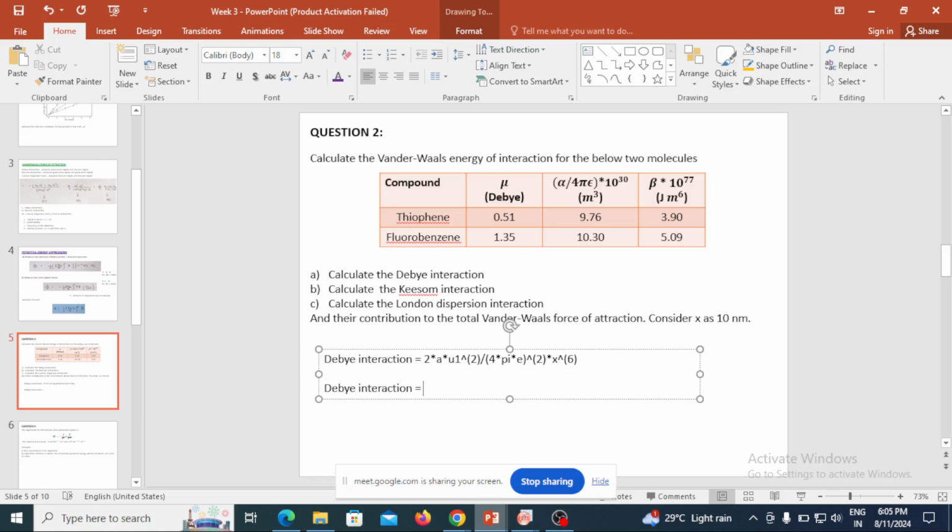So you can take it as 2 times mu1 square, so that will be 0.51 times 3.335 into 10 to the power minus 30 the whole square.